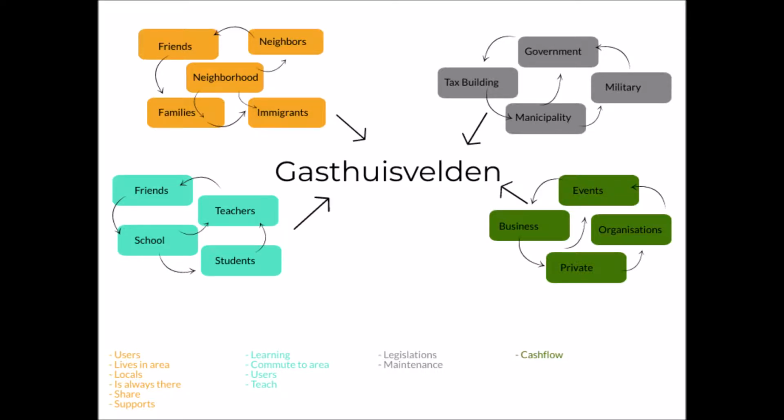The second technique we used was the stakeholder map. As you can see, there are a lot of stakeholders involved in the area of Gasthuisvelden, for example, municipality, city, business people, students, and inhabitants. Each stakeholder is connected to one another.